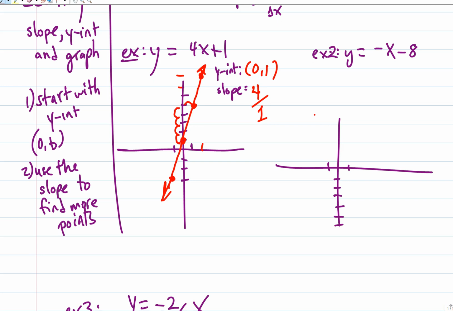Next one. First, what is the y-intercept? -8 is not a y-intercept. And that's from the b right there, right? The b, mx plus b. The b is the y-intercept. Can you plot the point 0, -8? Okay. From there, our slope is what?